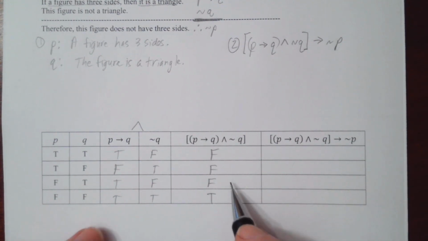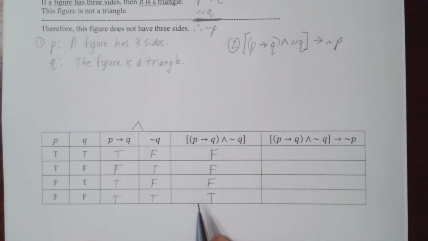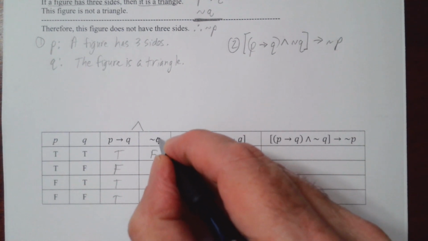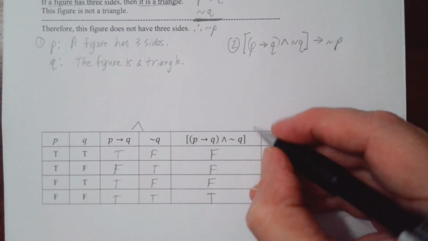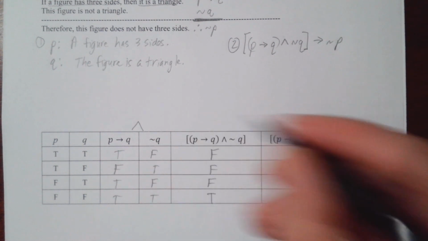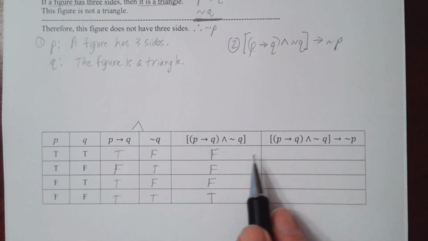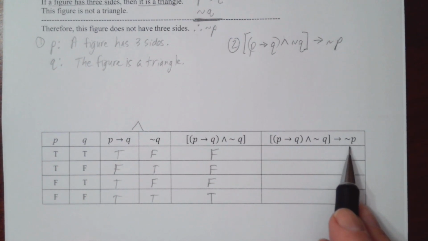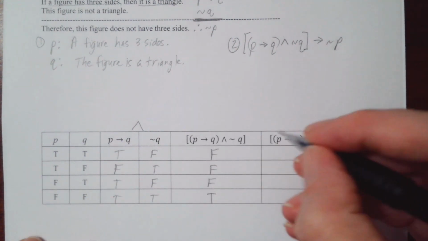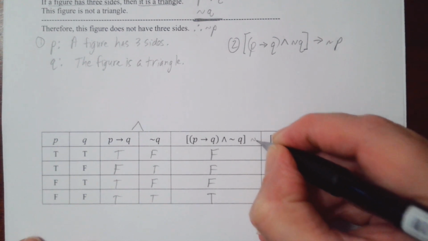Well, let's see. Did I do that wrong? No, let's see. Yeah, it looks like I made a mistake here. This should have been not P. We didn't need not Q. Or did we? Let's see. No, we did need not Q for here. But we didn't have not P, which we need here. So actually, I'm going to go ahead and put not P in right here.